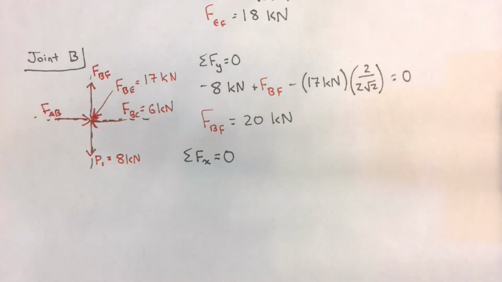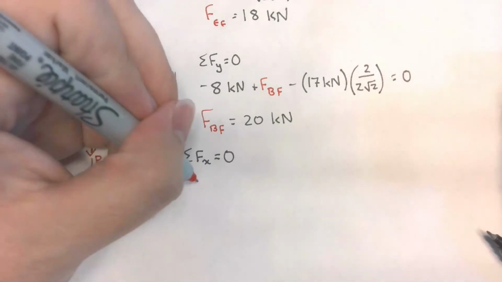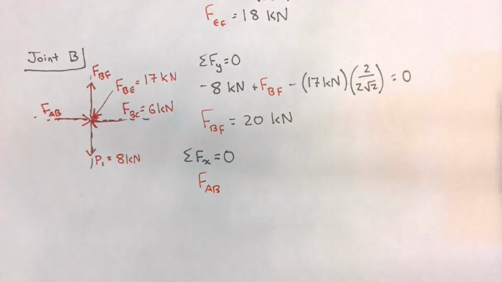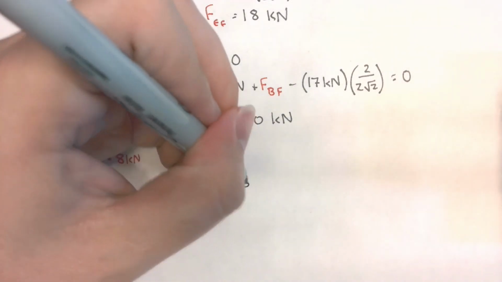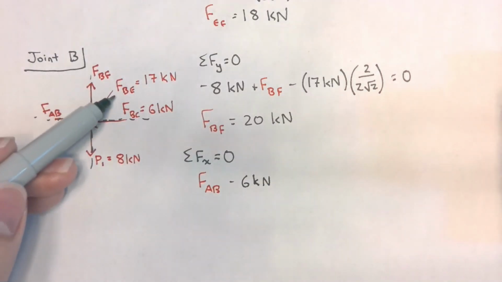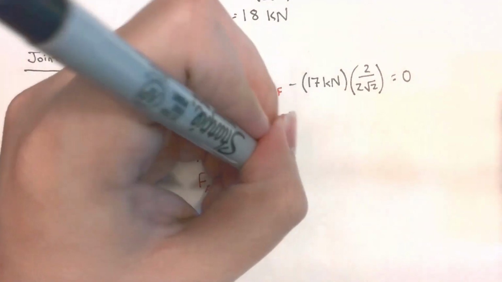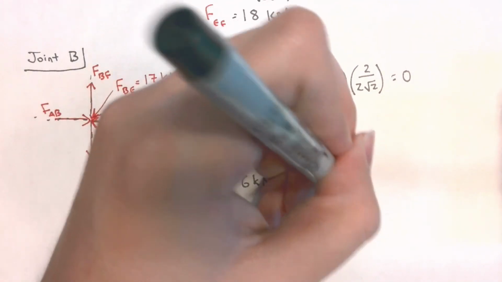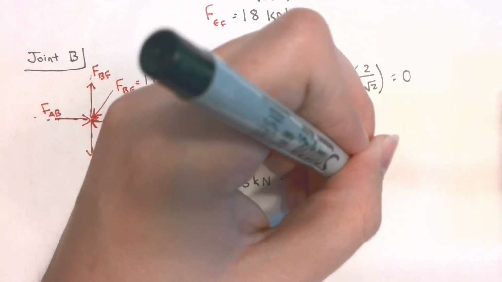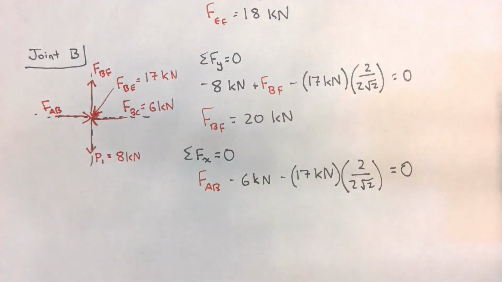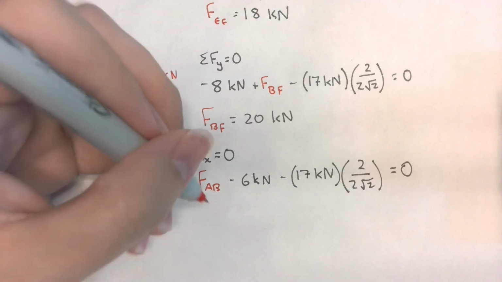I have my unknown force AB, and it's positive, minus my force BC of 6 kilonewtons, and minus the x component of my force BE. So minus 17 kilonewtons. I only want the x component, so I multiply it by the slope. All this should equal 0. And then I can solve for my unknown force AB.